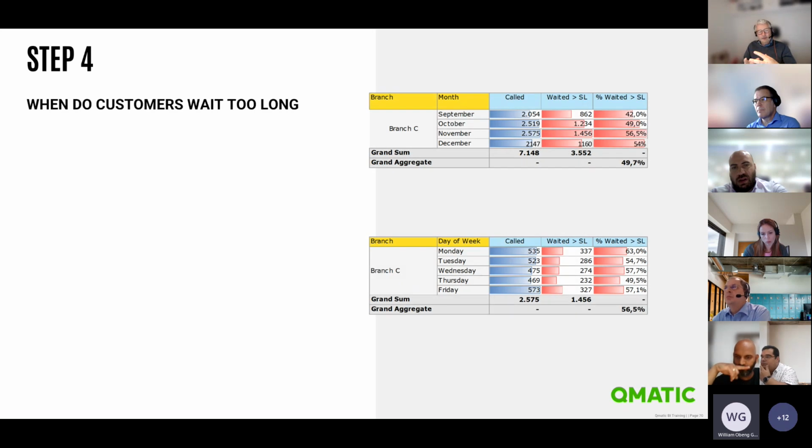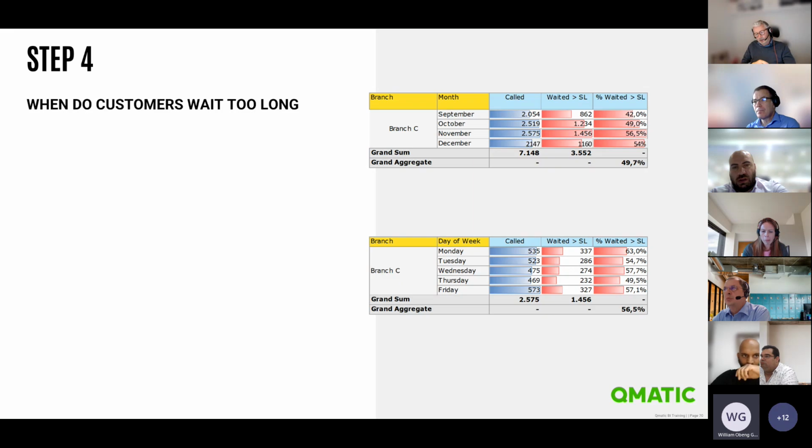Then I looked at when they wait too long. So I split this up in months. And again, this was a pilot system, so they only used the pilot for about 4 or 5 months. So I only looked at the months they really used the system. And the months here told me something.